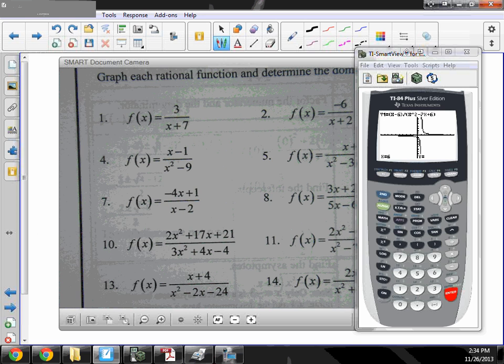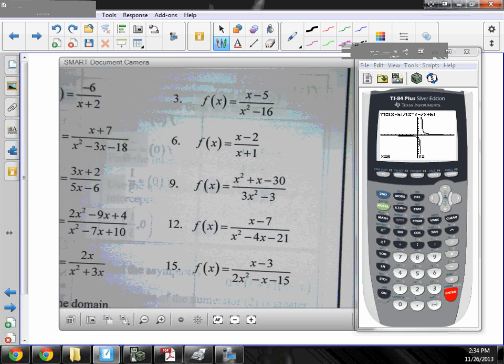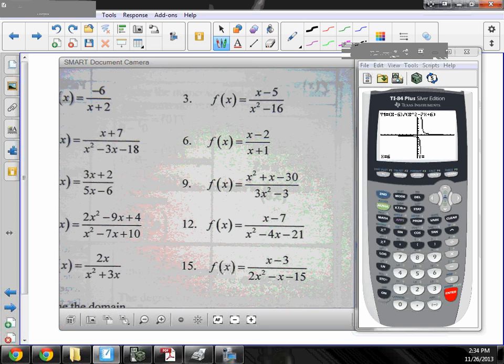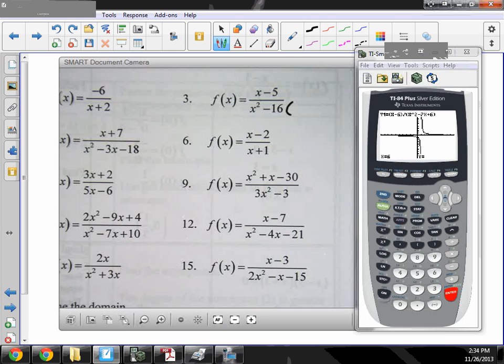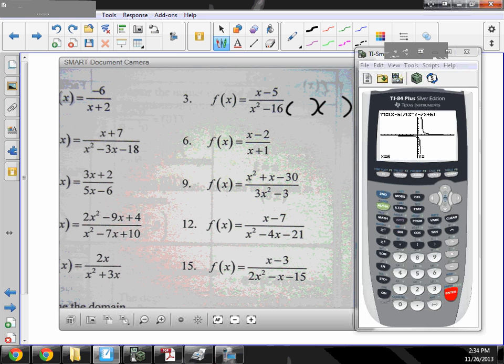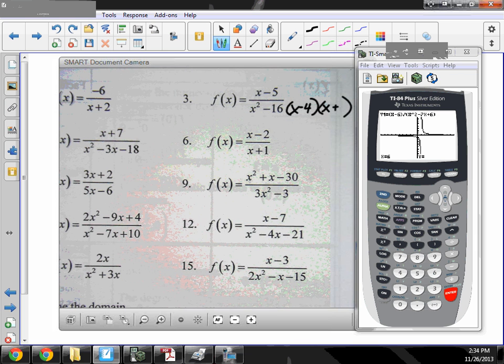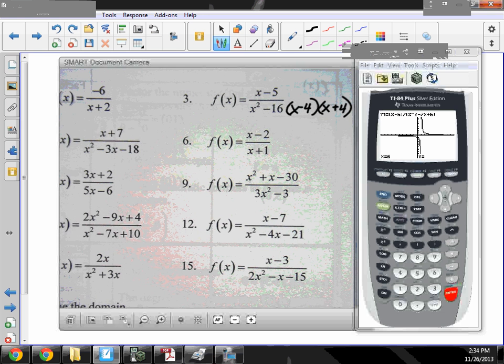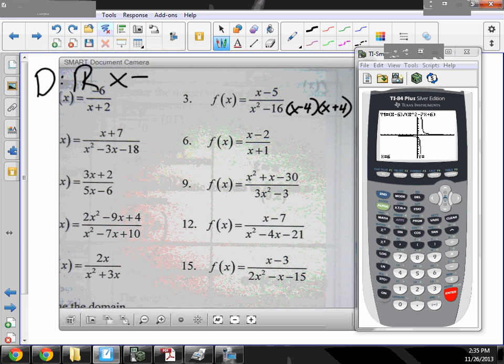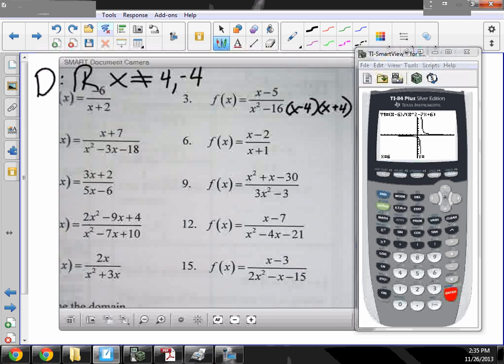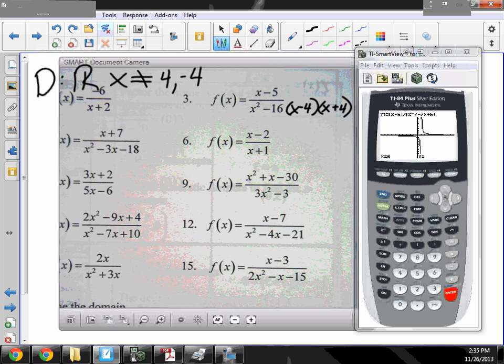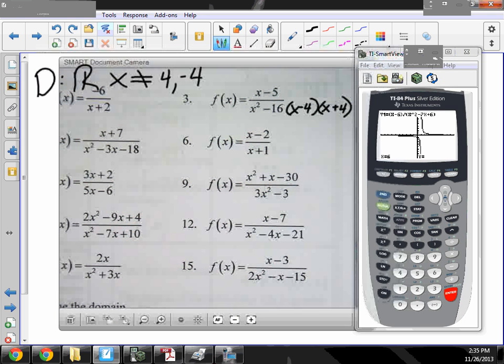Let's skip to number 3. So on number 3, I need to factor the bottom. How does it factor? X minus 4 and x plus 4. Do any of those cancel? No. So what's my domain? All real numbers, but x cannot be 4 or -4. Are those holes or vertical asymptotes? They're both vertical asymptotes because they didn't cancel. So both of those are VAs.